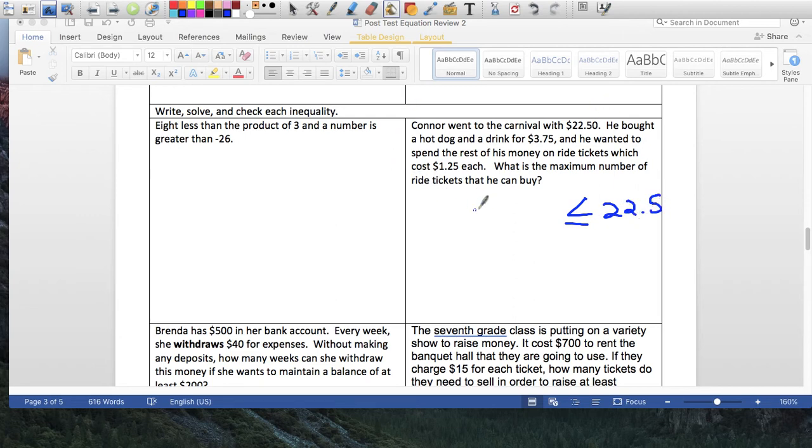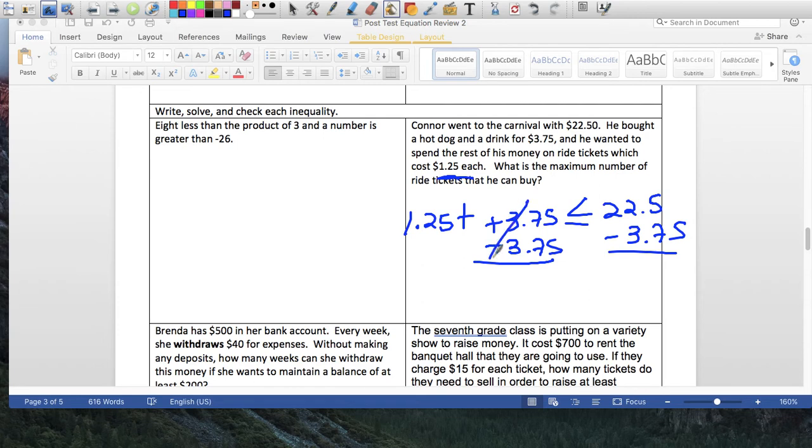He bought a hot dog. So it's 1.25 per ticket. Here's my t. Plus $3.75, which he spent on food. All that has to be less or equal to 22.5. So do your story, and you're going to get that minus 3.75 here, minus 3.75. Line up your decimals if you're not using a calculator. These two become 0, and you get 1.25t for tickets.